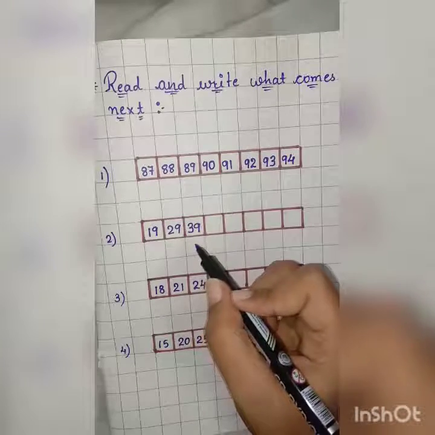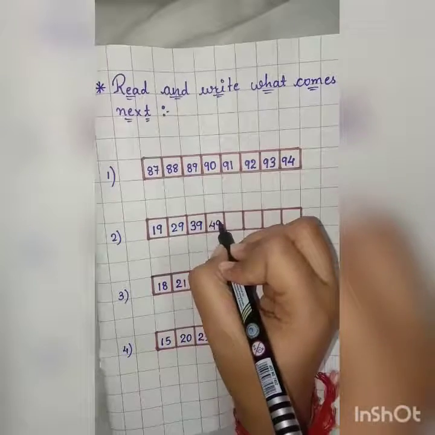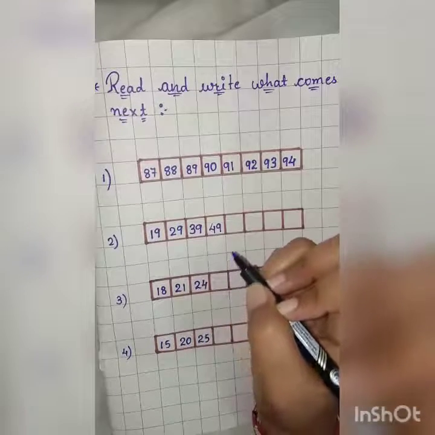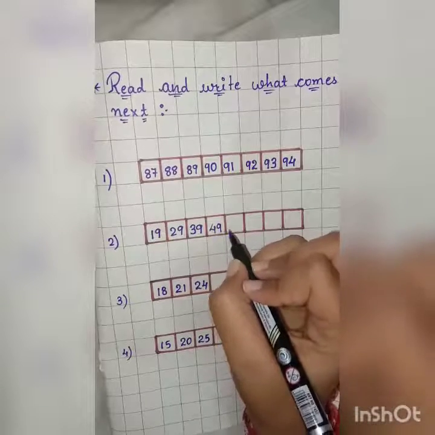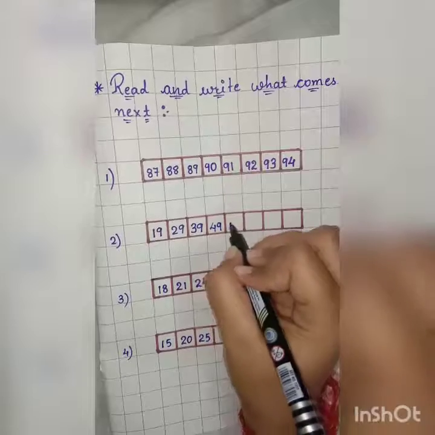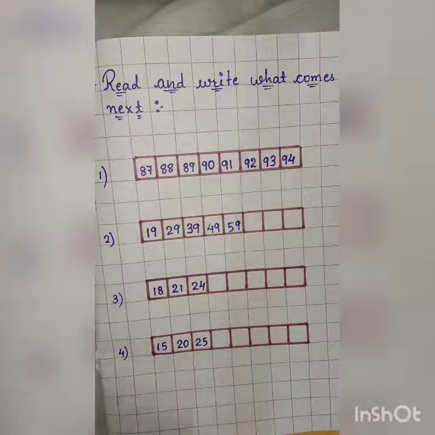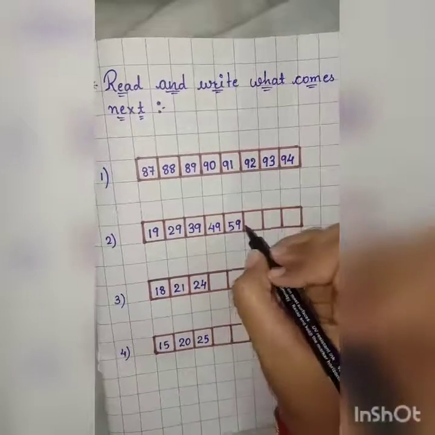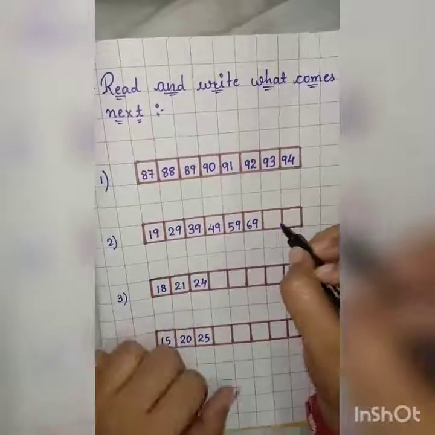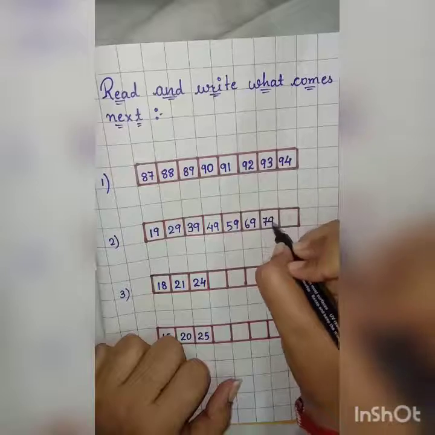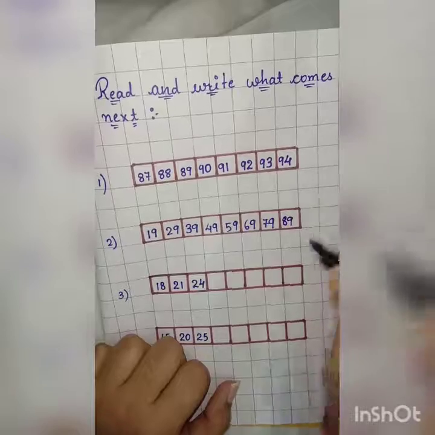So after 39 you will get 49. याद है ना बच्चों, ones का डिजिट चेंज नहीं होगा. After 49, 59. After 59, 69. Then 79 and at last 89.